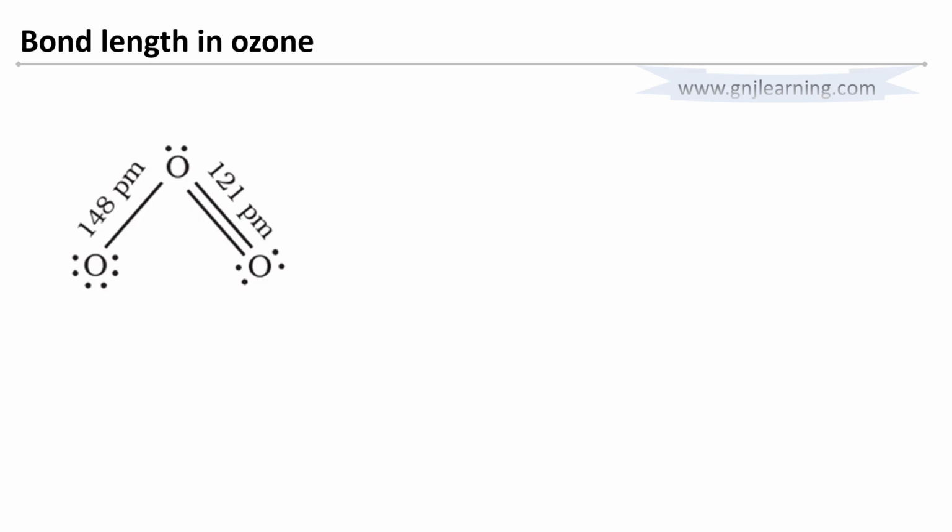So in the previous parts, we have learned to draw Lewis dot structure, and we now know what is a bond length, and we have seen that bond length is specific for specific type of bonds. Here in ozone, we have already learned how to draw this Lewis dot structure. In ozone, we have two types of bonds. One is O-O single bond and the other one is O-O double bond.